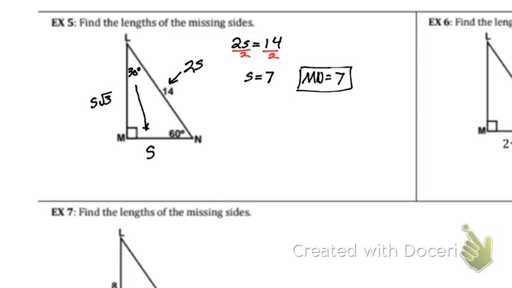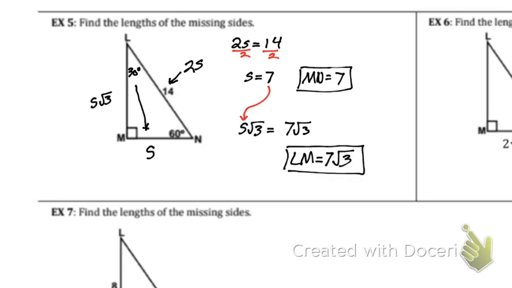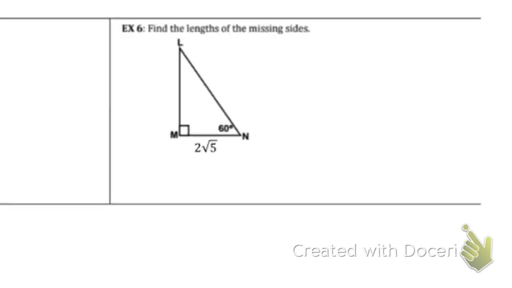The only thing I have to get now is my LM. Well, my LM is s square root of 3. But we already know our s equals 7. So that's going to be 7 square root of 3. So that's going to give me LM equals 7 square root of 3. So although it's a couple extra steps, it's very similar to our 45, 45, 90 degree angle and how we solve it. All right, let's do one more together, and then I'll let you do one all by yourself.